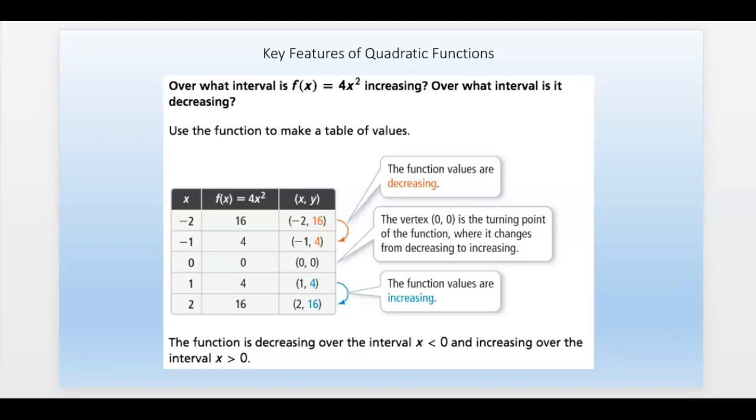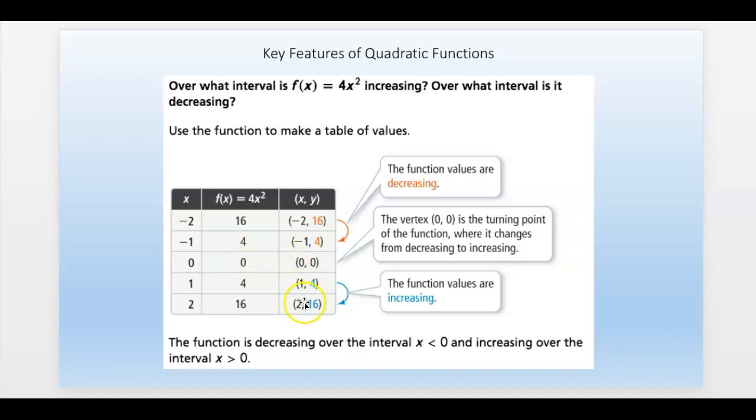All right, guys, so again, if the function is 4x squared, over what interval is it increasing? You might get a table, and you have to determine this. Look at the x coordinates, and as they get bigger, what happens to the y coordinates, or the f of x? Well, as you can see, it starts at 16, then goes to 4, then goes to 0. It is decreasing where x is negative.